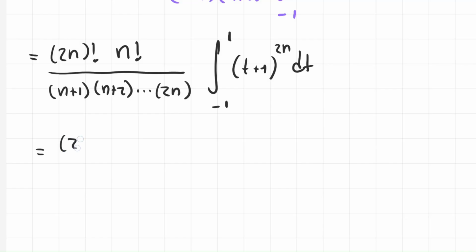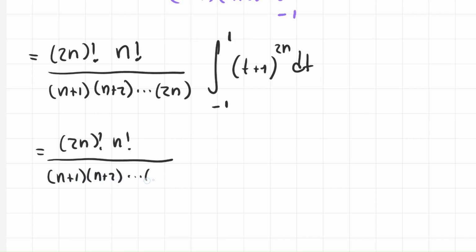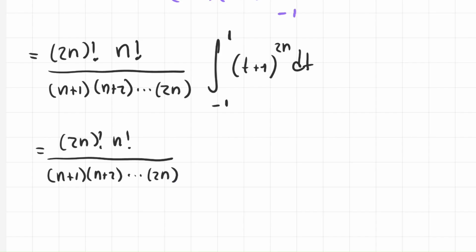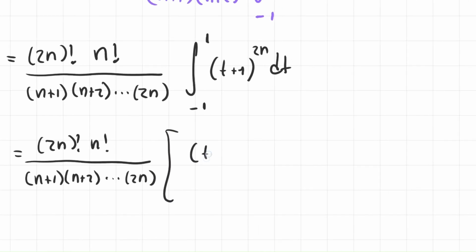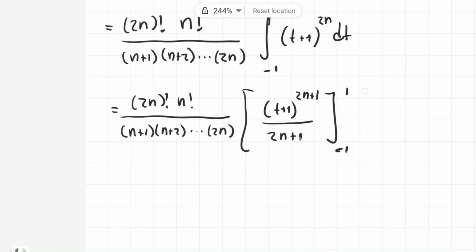It will be 2n factorial divided by n plus 1 times n plus 2 all the way up to 2n. And then what is this going to be? It will be t plus 1 to the 2n plus 1 divided by 2n plus 1, and then evaluated from minus 1 to 1. Okay, perfect.